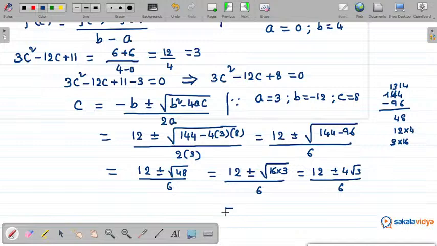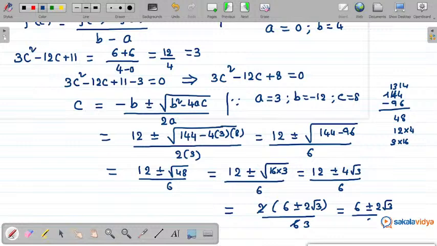Right. Take 2 common. 6 plus or minus 2 root 3 upon 6. This will be 6 plus or minus 2 root 3 by 3. Whether we need to check that both the values lie in the interval or not. Yes, absolutely they belong to 0 comma 4 itself only, 0 comma 4, because 6 by 3 is 2.